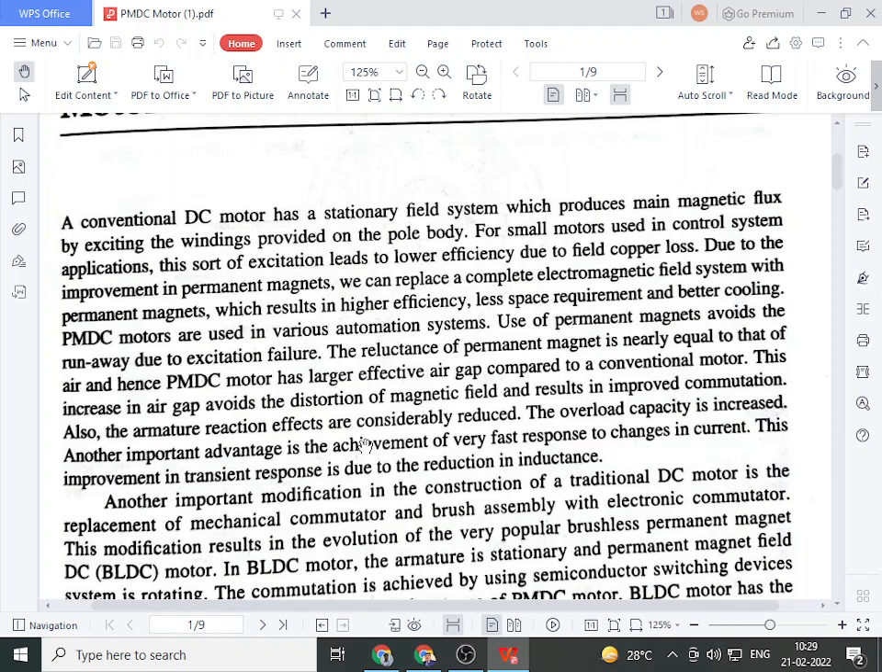Why is this effective length of air gap increasing? Because the reluctance of permanent magnets is nearly equal to the reluctance of air. Therefore, the effective length of the air gap increases, and that will reduce the distortion in the main magnetic field due to the effect of armature reaction, or armature flux. So that will help.